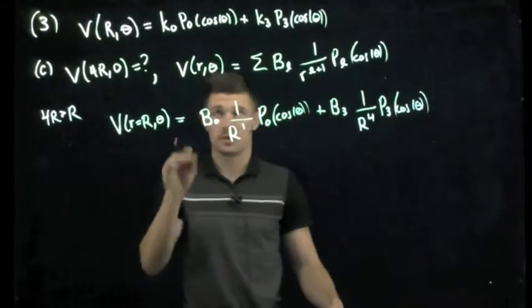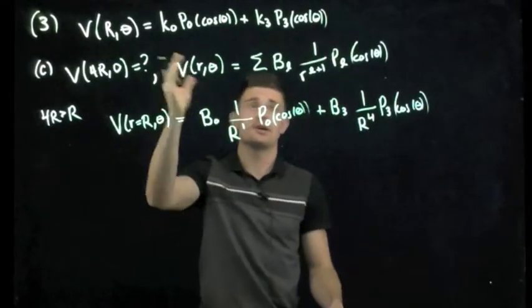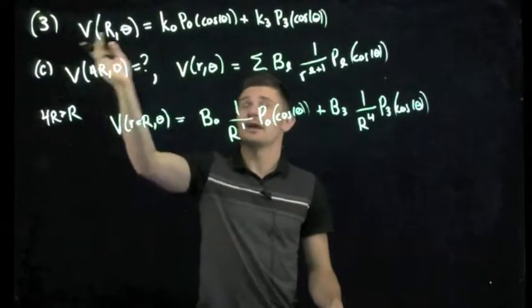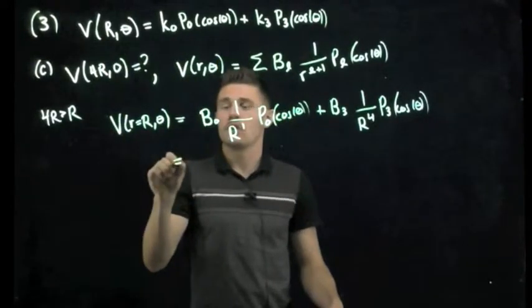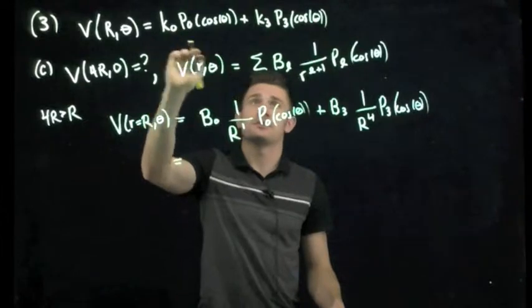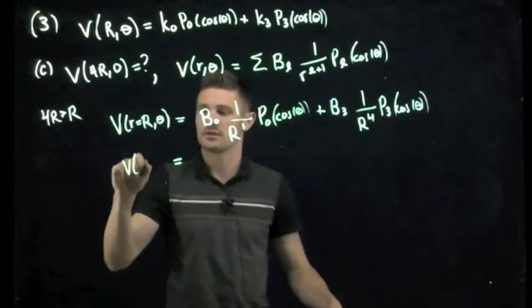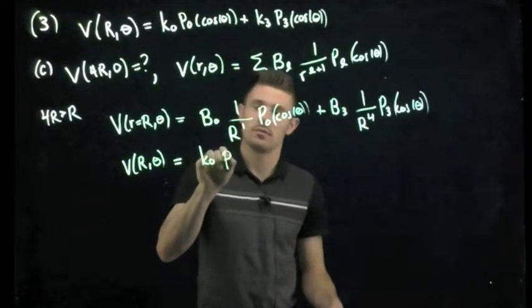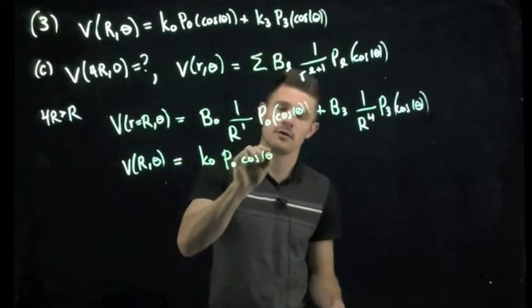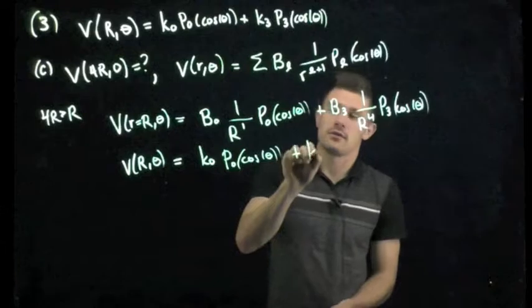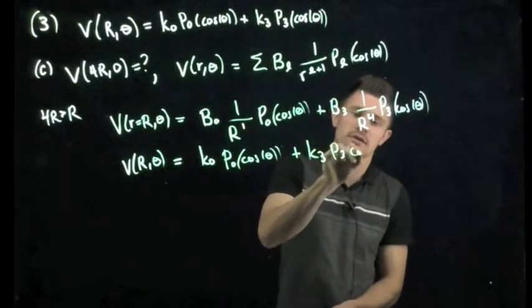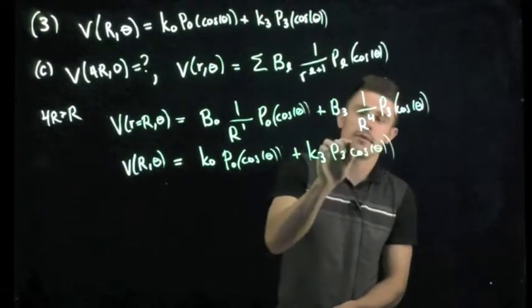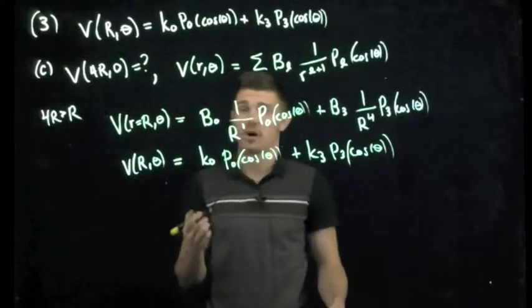So again, we have our general solution to our potential outside of the sphere, and looking at what our boundary conditions are, we can only include the L is equal to 0 and L is equal to 3 terms. So V of R and theta is equal to K naught, P naught cosine of theta, plus K3, P3 cosine of theta. And once again, now we simply have a matching problem on the boundary.